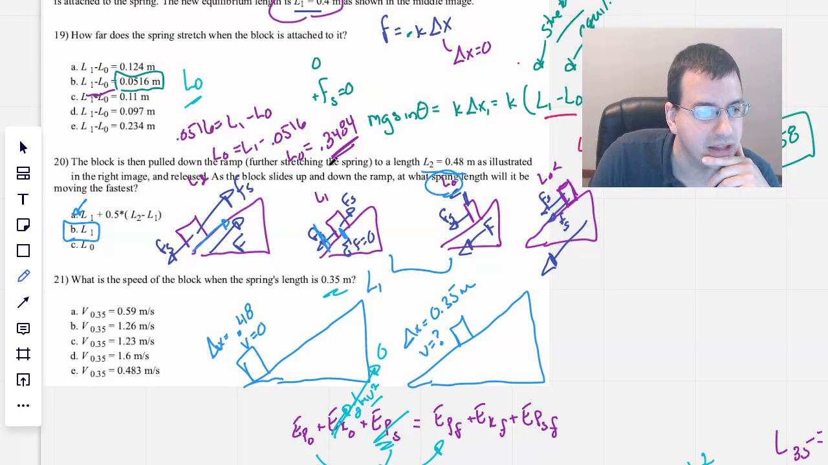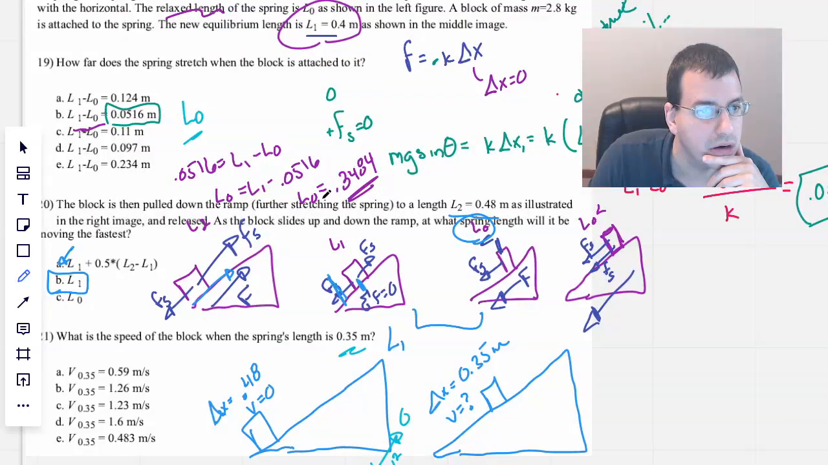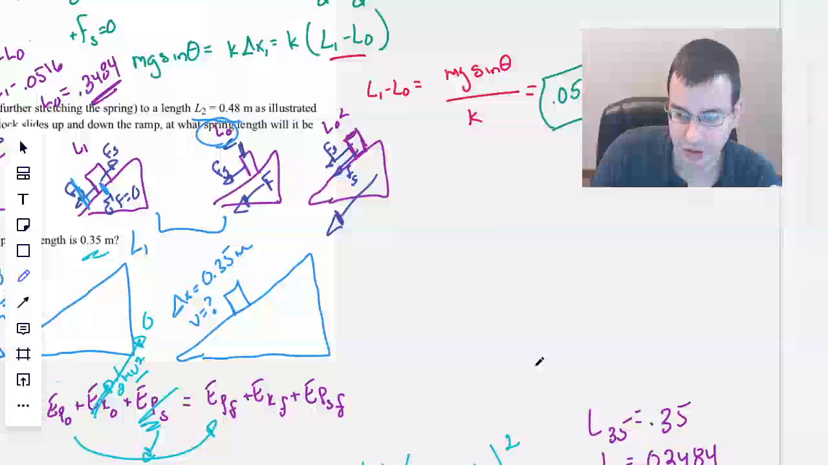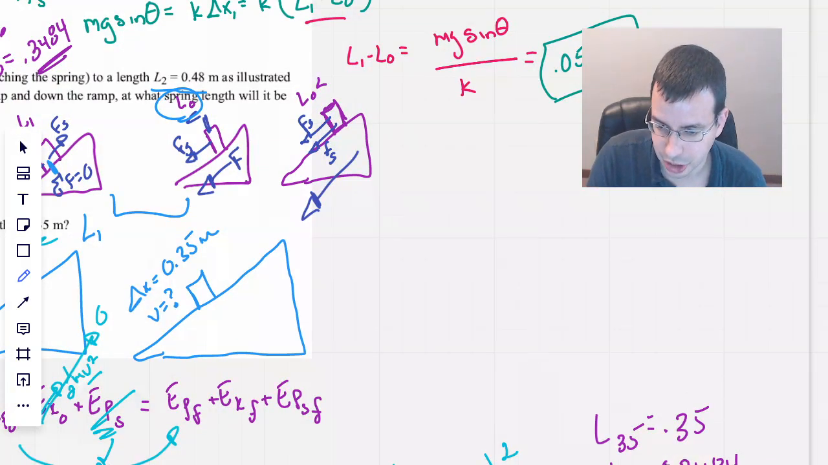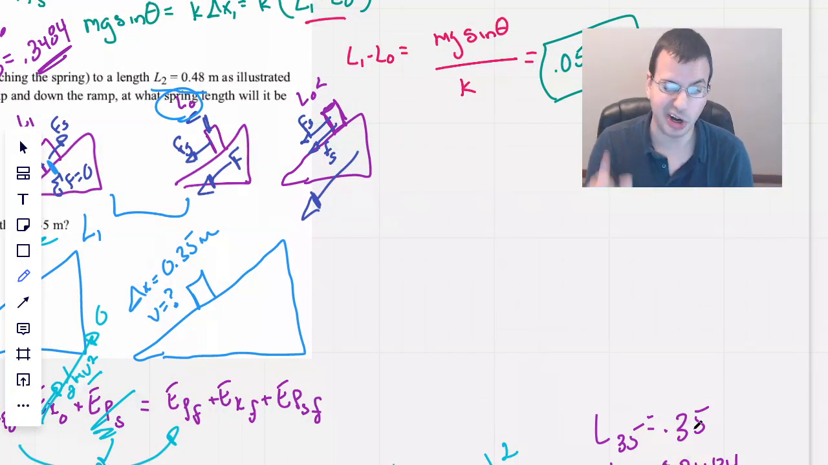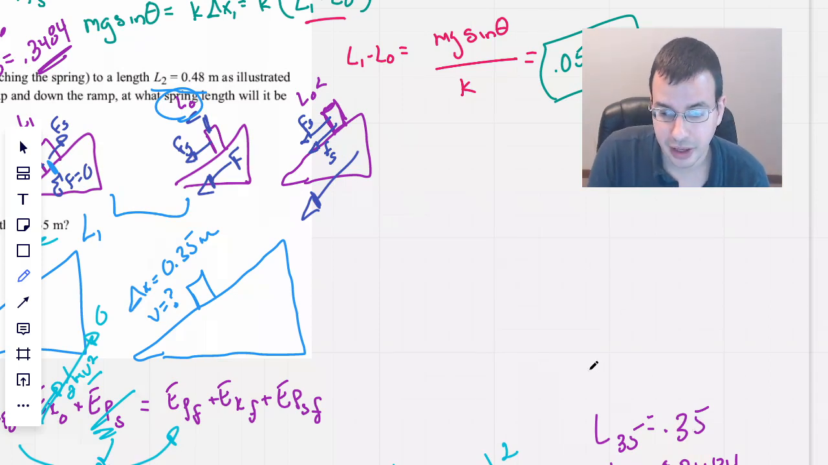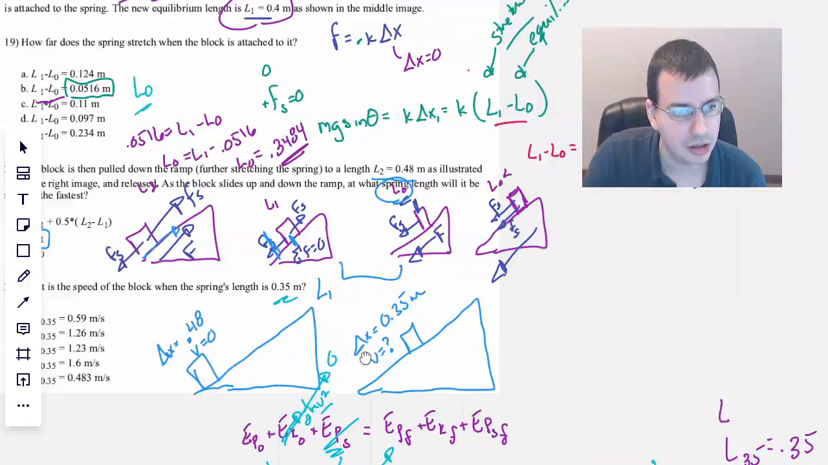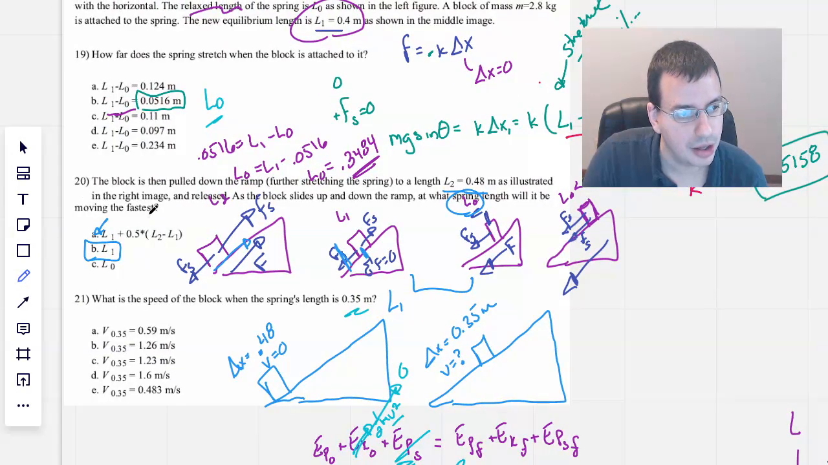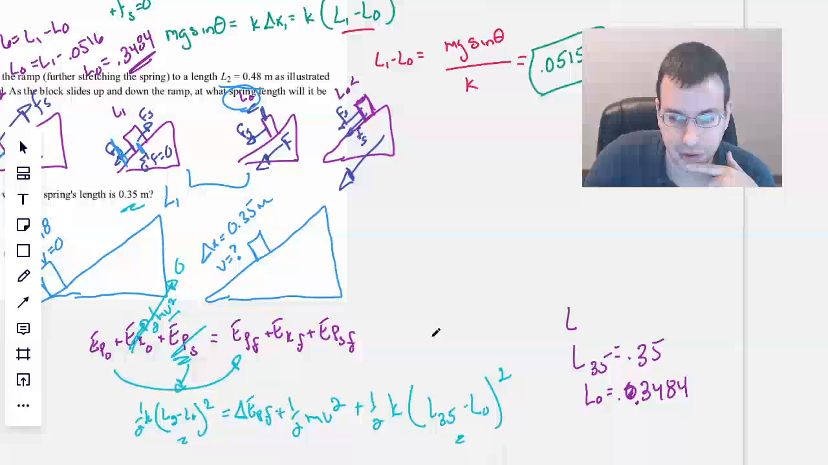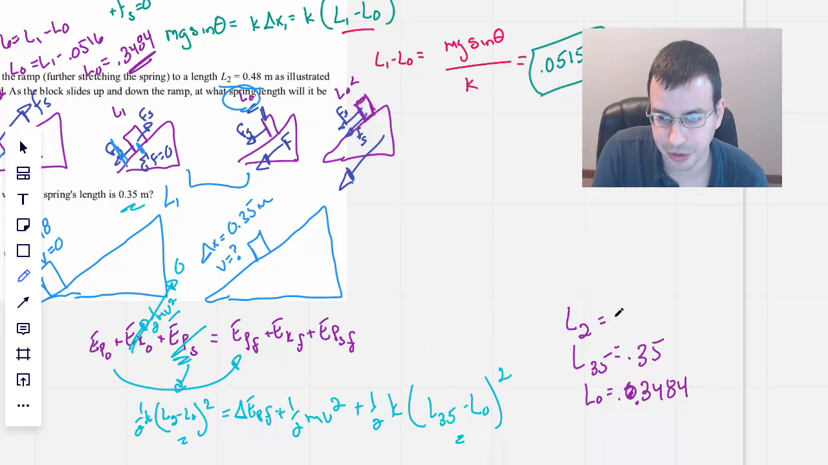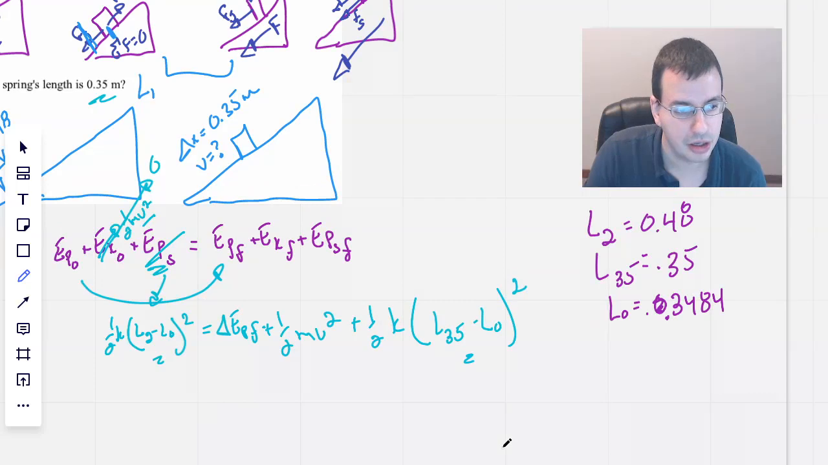Wait a second, I think I have an extra 0 there. Yep, I have an extra 0 there. So this is 0.3484, which is almost 0.35. And due to the rounding, it might actually be exactly, I'm not sure. But I'm going to go with this one because that's kind of the answer key they gave us. And then L2 equals 0.48. So now we have all our information.